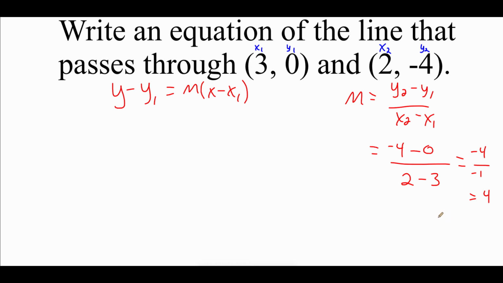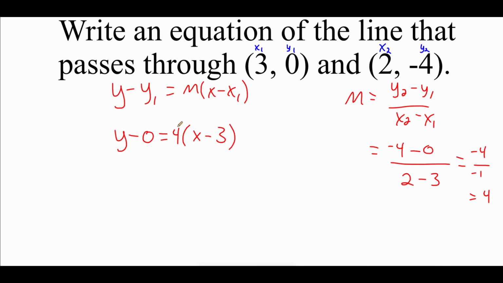Now we need to pick one of our points to work with. I'm going to choose this first point here, this 3, 0. Anytime you have a point with a 0 in it, 0 is always a nice number to work with, so we try to use that if we can. So on the left-hand side, this would be y minus the y1 value, which is 0, equals the slope that we just found earlier, 4 times x minus the x1 value of 3.